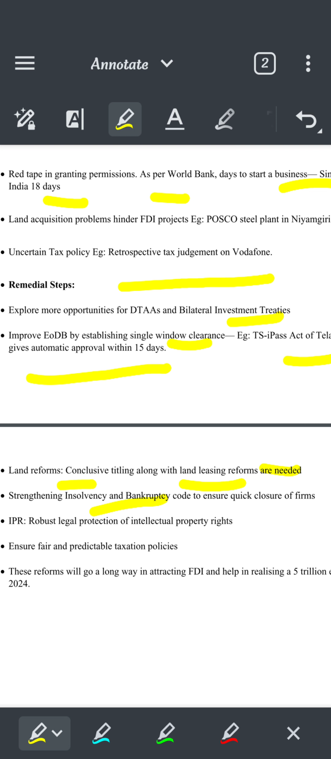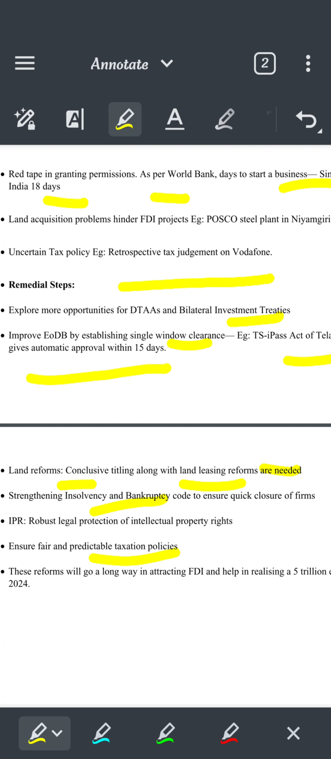Robust legal protection of intellectual property rights is needed so that the environment of innovation can be fostered in India and research and development can also be boosted. So next is to ensure fair and predictable taxation policies so that more and more companies are set up and they ultimately lead to the growth of the Indian economy.